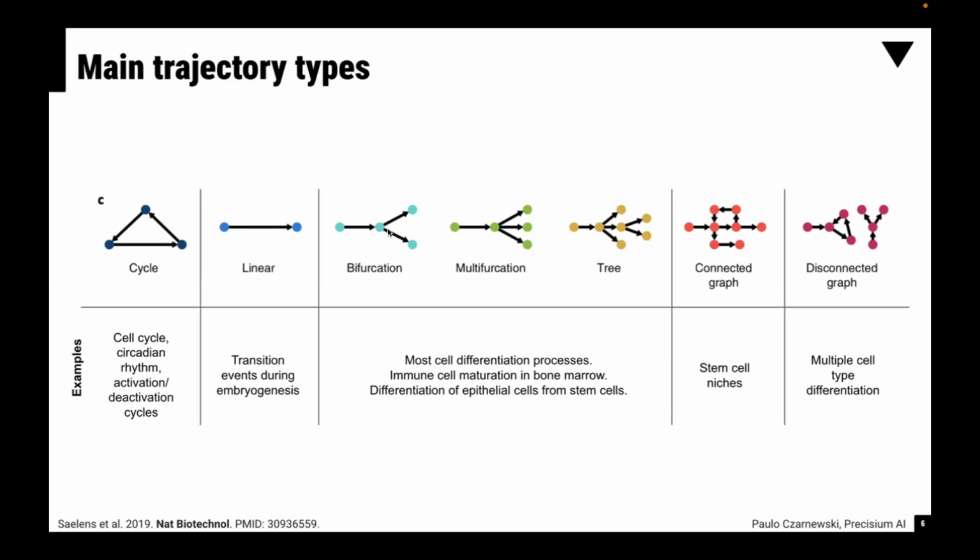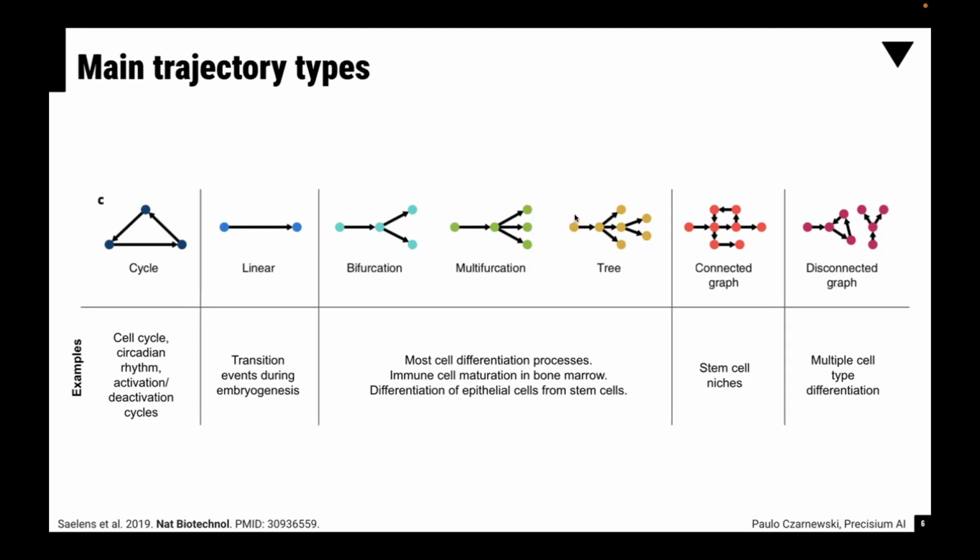Then there are cases where you have a bifurcation, for example, this cell type can differentiate into cell A or cell B. It can even differentiate through multiple bifurcations, a succession of bifurcations, or a multifurcation strategy. For example, most of the immune cell differentiation processes, or the differentiation of epithelial cells in the intestine, usually fall into this category.